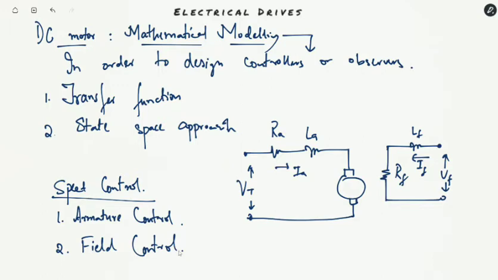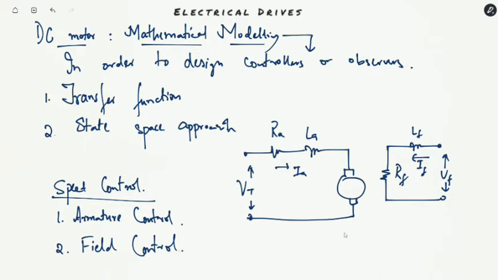So once we mathematically model a system, if we are controlling the speed of the DC motor by the armature method, in that case we consider the field current to be constant, the field circuitry to be constant. In another scenario, we'll consider the field circuit control, the field current control. In that case, we'll keep the armature current of the machine constant.